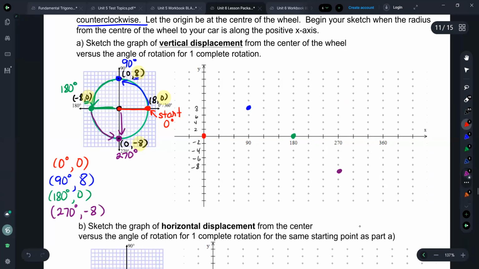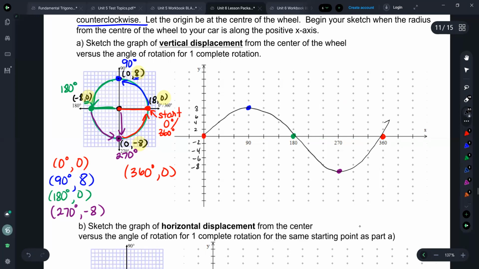Okay, and then we're going to end where we started here. So this start position is 0 and 360. So now that we're at 360, we're back at a displacement of 0 because we're in line with the center. We're not above or below it at all. Okay, and there's our graph. Looks very similar to our usual sine function, except it just has a different amplitude.